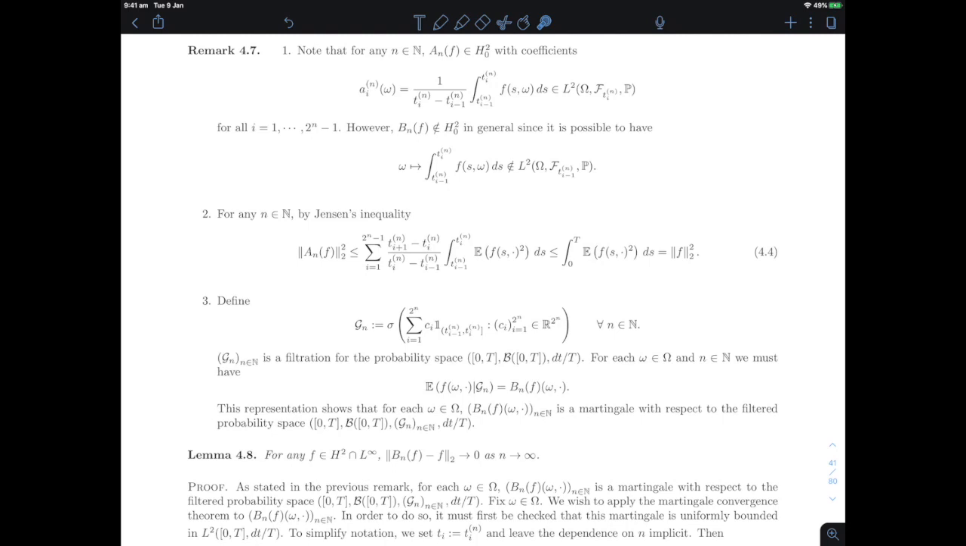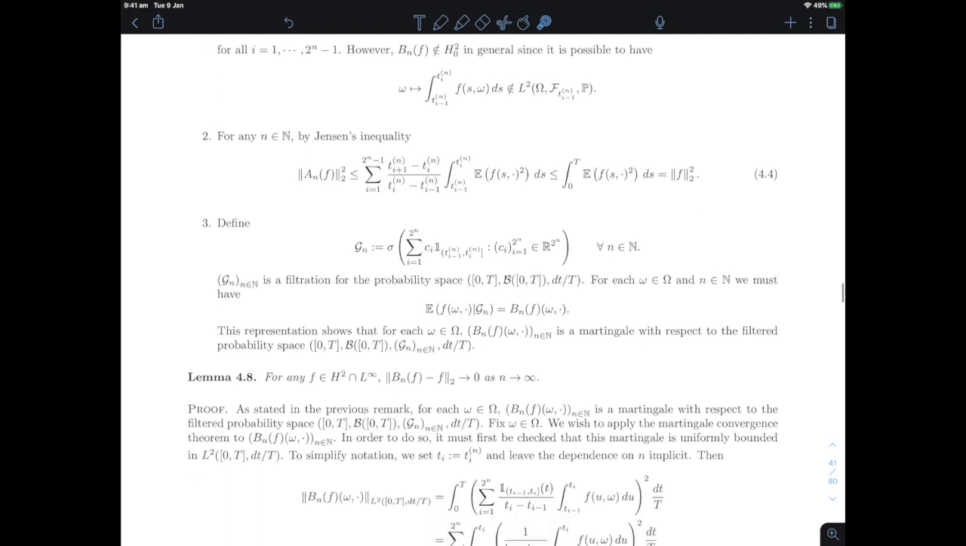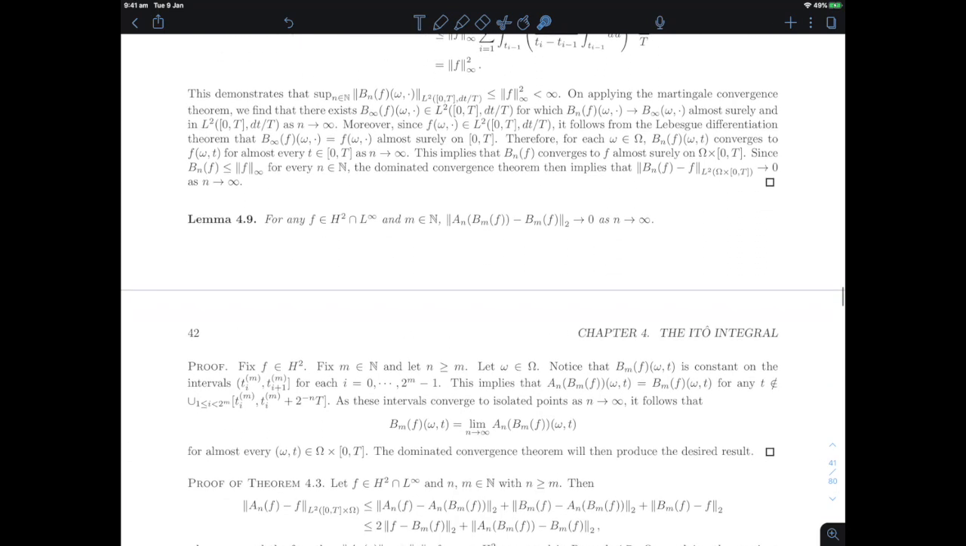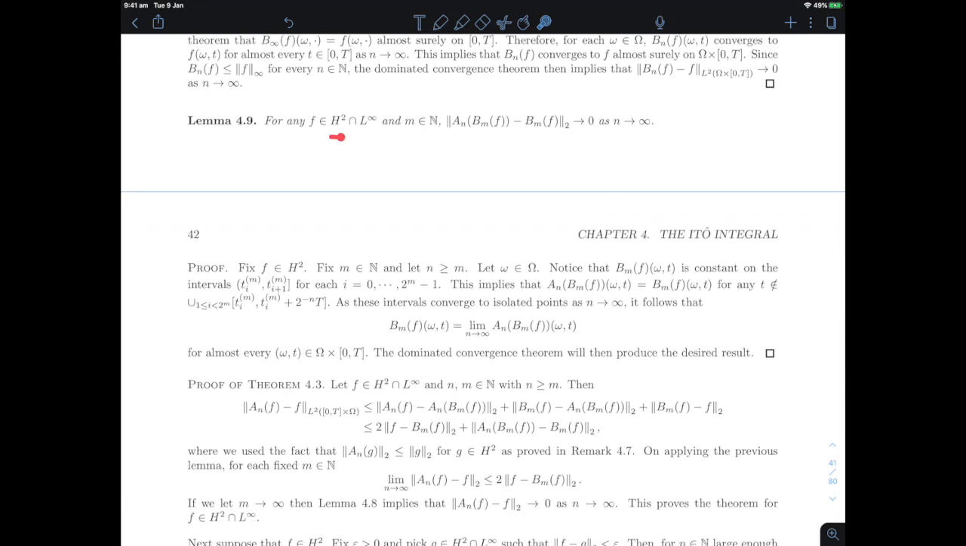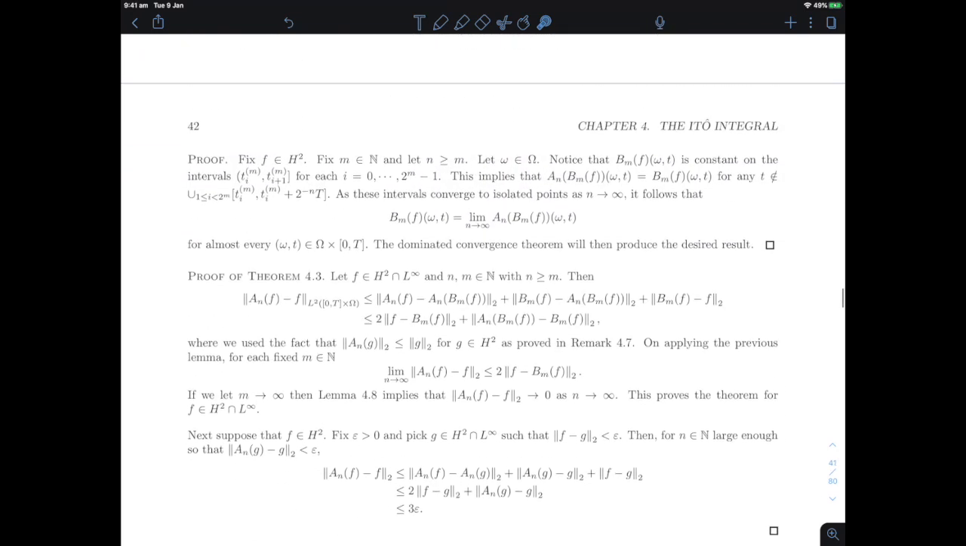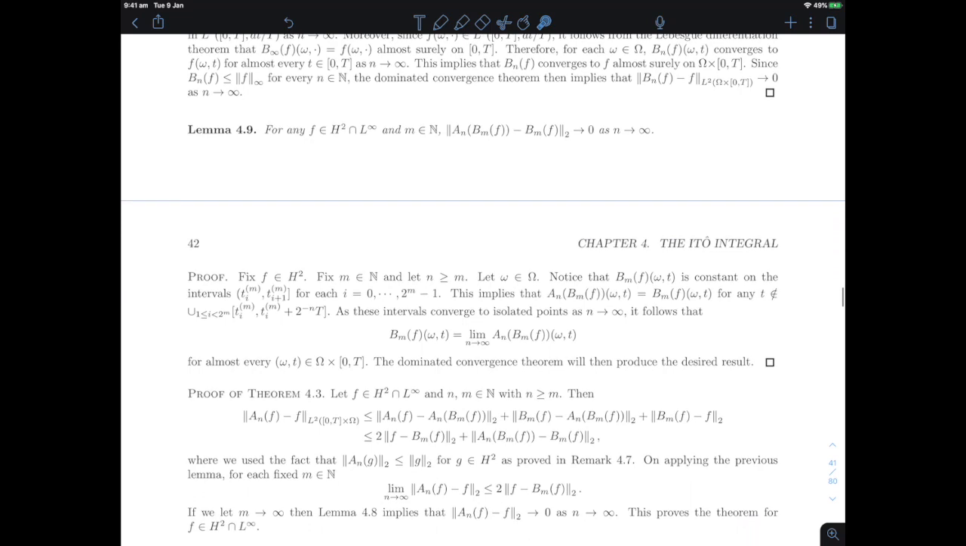Note that we're going to do it with an extra limitation. We're going to assume that F is not only in H2, but it's also in L infinity, for technical reasons. And then once we have that, we'll prove Lemma 4.9, that tells us that for these elements in H2 and L infinity, if you do a double approximation, and so if you take An of Bm F for any m, this is going to approximate Bm as n goes to infinity. And then you put everything together. You want to send m to infinity, you want to send n to infinity, and you also want to remove the L infinity assumption, and that will give us the proof of Theorem 4.3.